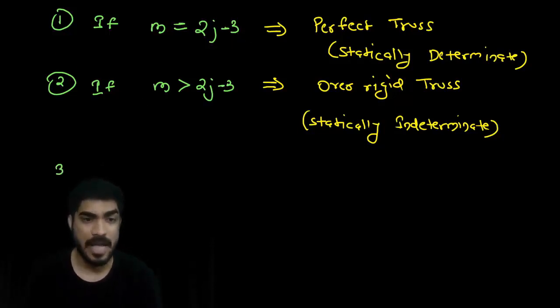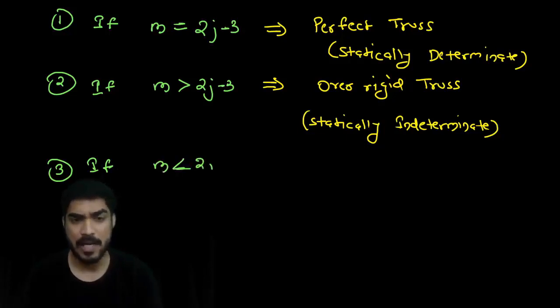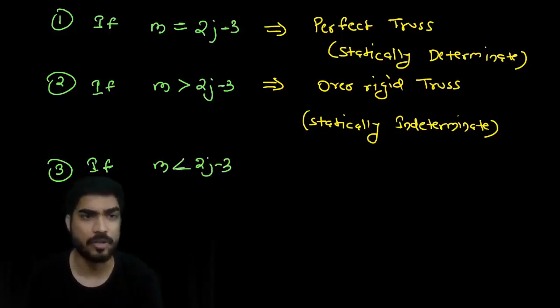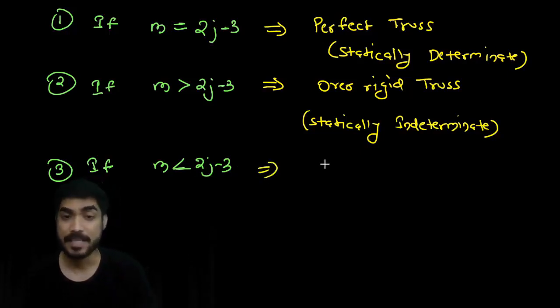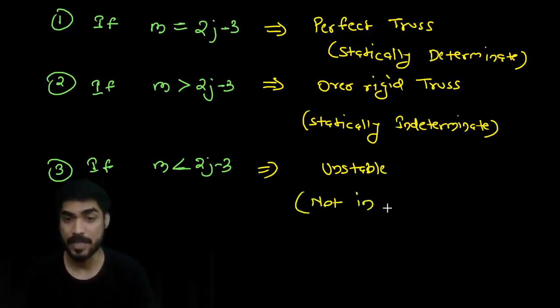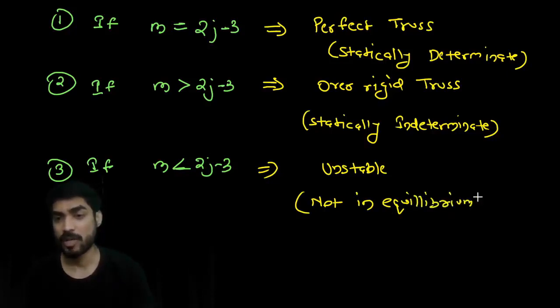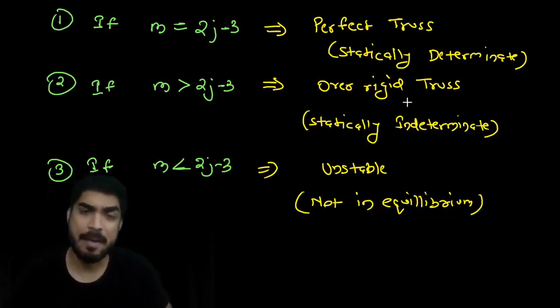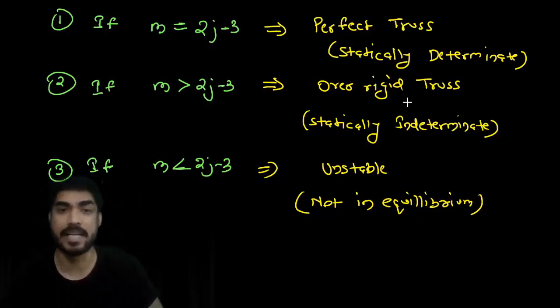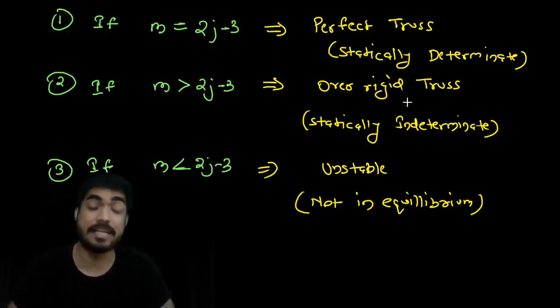Okay. Now, if members are less than 2J minus 3, then what is going to happen? If the number of members are less, then truss will be unstable, not in equilibrium. Unstable means not in equilibrium. These two are in equilibrium. If m is equal to 2j minus 3, it's still equilibrium. If m is greater than 2j minus 3, still in equilibrium. But if m is less than 2j minus 3, it will not be in equilibrium and it will collapse.